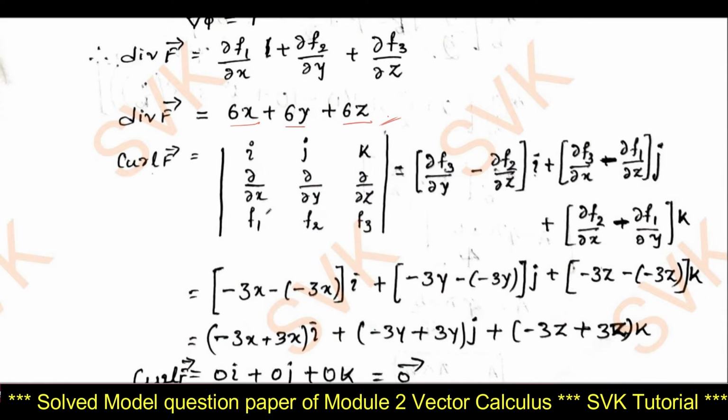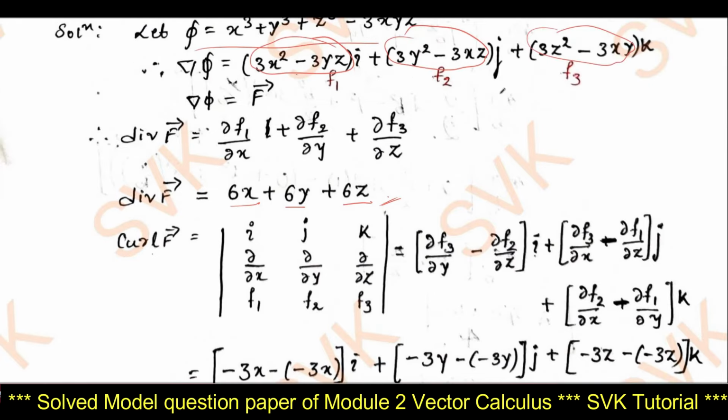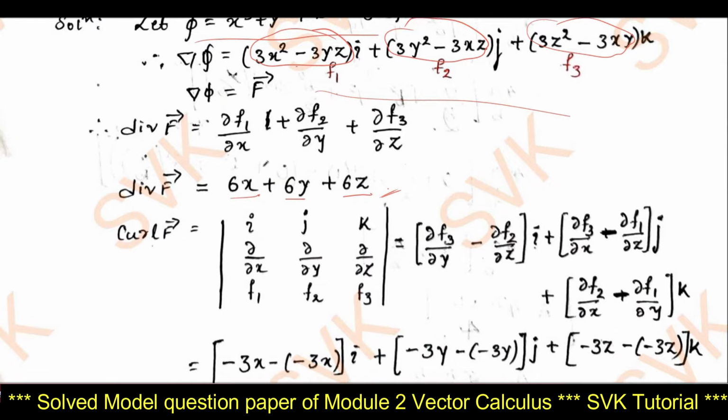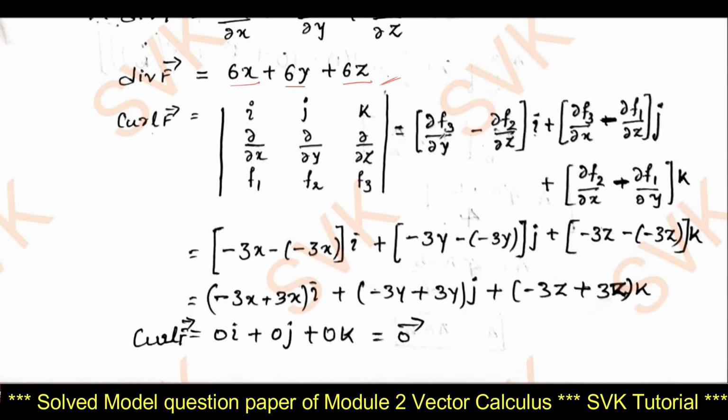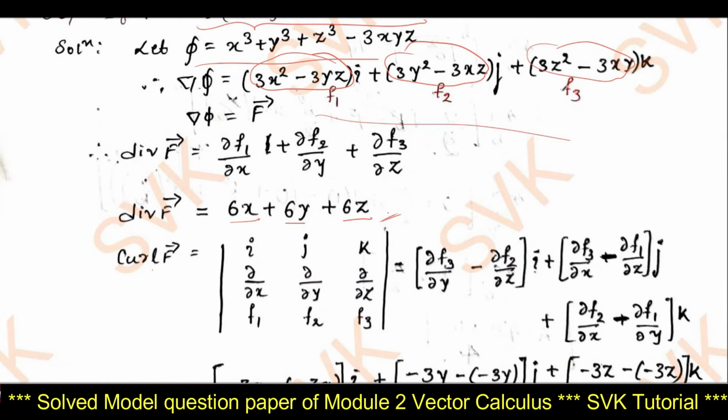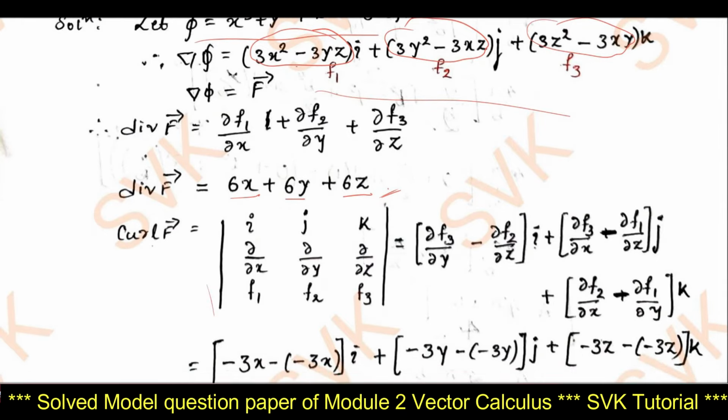Now I need to differentiate f1, f2, f3, which I have highlighted here, with respect to x, y and z. All three should be differentiated with respect to all three variables, and whatever I get, I will write. The derivative of f3 with respect to y: here there is no y term, here we have the y term. So 3x is constant, minus 3x is constant, and the derivative of y with respect to y is 1. So you are left with minus 3x, that is what I have written.